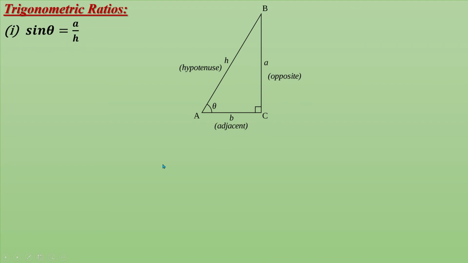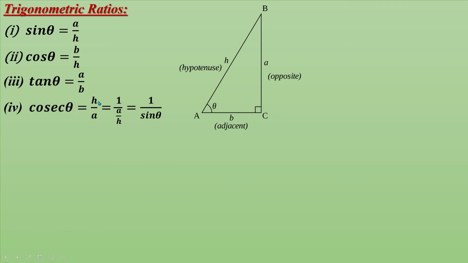Again, follow the formula. Sin theta equals A by H, where A means opposite side and H means hypotenuse, that is, perpendicular by hypotenuse. Cos theta equals base by hypotenuse. Tan equals perpendicular divided by base. Cosec means H by A, that is 1 by A by H. That means opposite side by hypotenuse equals 1 by sin theta, and in this way we get the others.